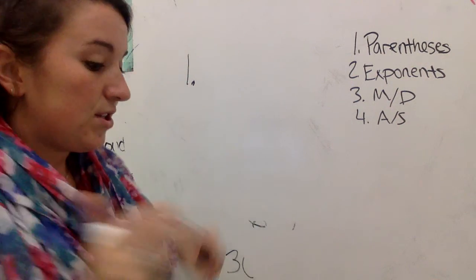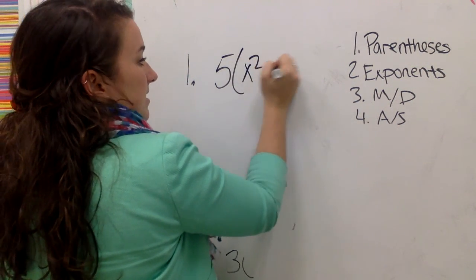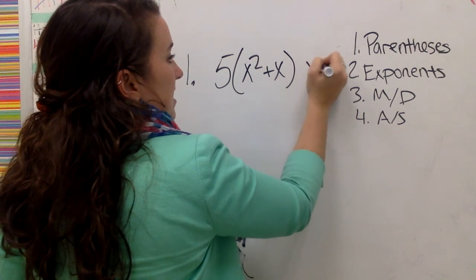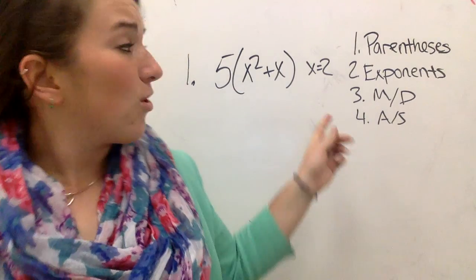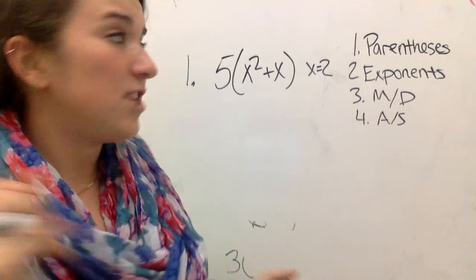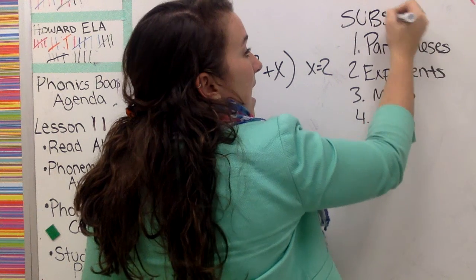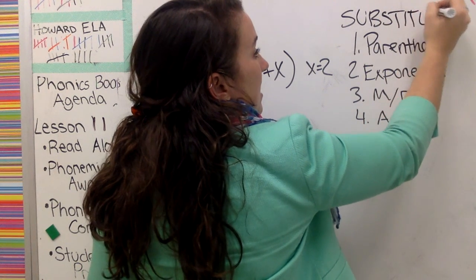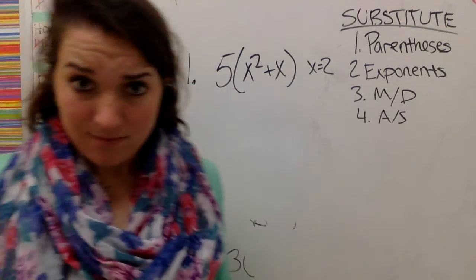So 5 times (x squared plus x), where x equals 2. So before you do any order of operations, the first thing that you need to do is substitute. You can't simplify if you still have variables in. So first you need to substitute.